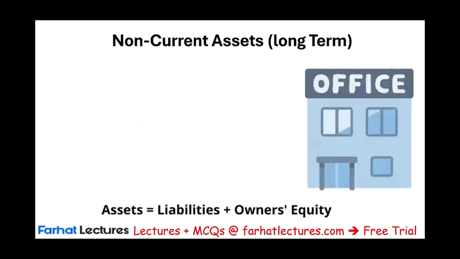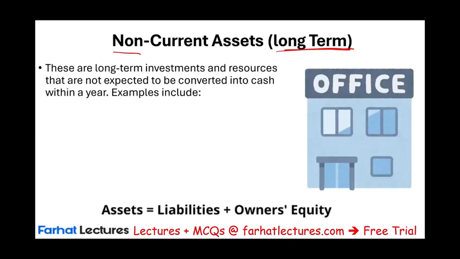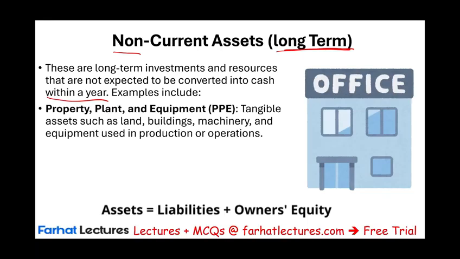We also have non-current. Non-current assets are long-term. Long-term means those are the assets that are expected to stay with us longer than a year. They're not expected to be sold. They're not expected to be converted to cash. And usually when we think of them, we think of something called property, plant, and equipment. Or for short, it's known as PP&E.